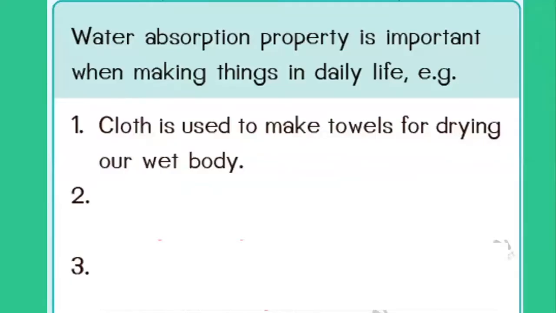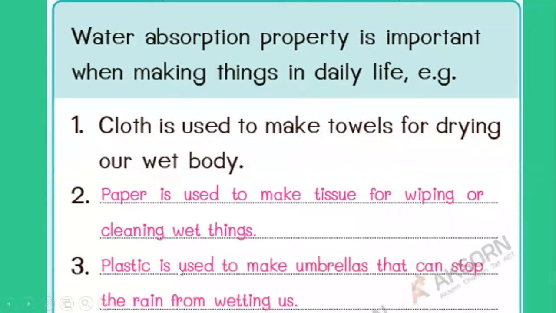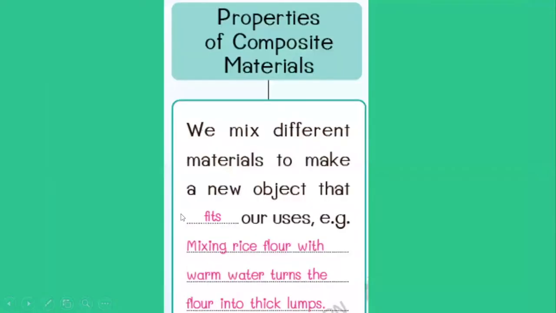We just review. Water absorption is an important property when making things in daily life. For example, cloth is used to make towels for drying our wet body. Paper is used to make tissue for wiping or cleaning wet things. Okay, and plastic is used to make umbrellas that stop the rain from wetting us. All these sentences are already in your workbook, okay?